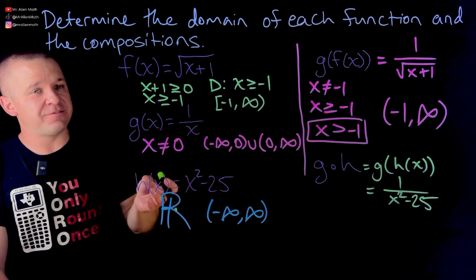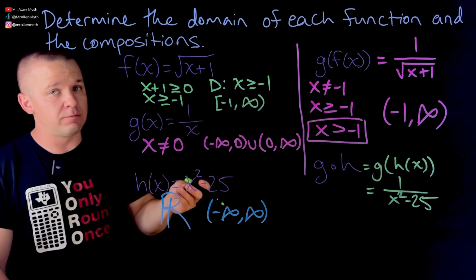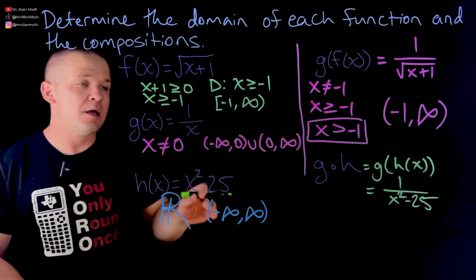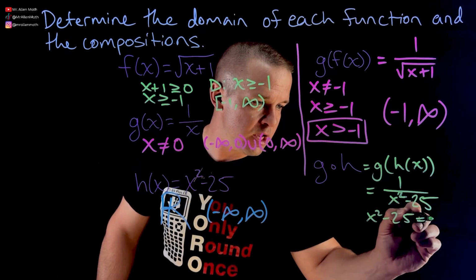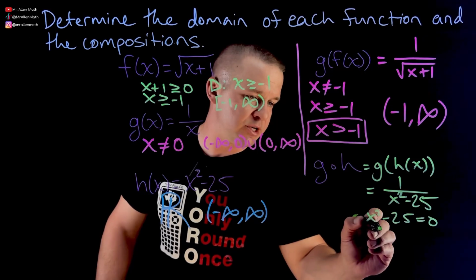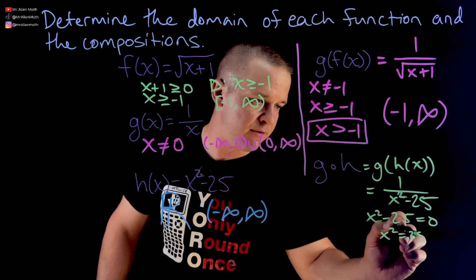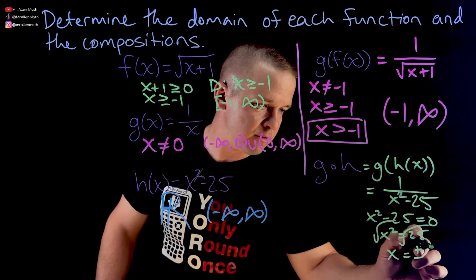Well, I can't divide by 0. So let's figure out what would make my denominator 0 so that we can say, like, no go on that. So I'll set my denominator, x squared minus 25, equal to 0. And I could use square roots to solve this or factoring. I guess I'll add 25. I'll get x squared equals 25, square root, and we get x equals plus or minus 5.